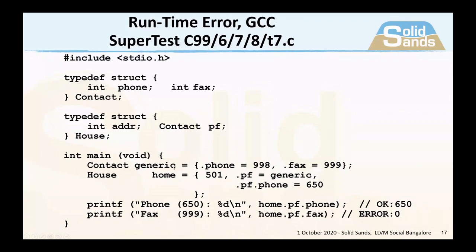Now we initialize the contact by setting the phone number and the fax number. And we initialize the house by first setting the address to 501, then setting the contact to the contact that we initialized here. But then we also override the phone number of that contact. So after doing this, we would expect to get a phone number of 650 in the home contact and a fax number of 999. But instead, the fax number is being set to 0. So in terms of functional safety, here there is an issue because the runtime behavior is incorrect, and of course that is dangerous again.